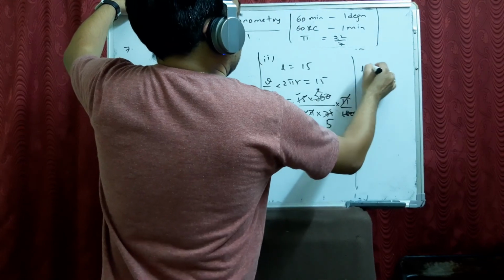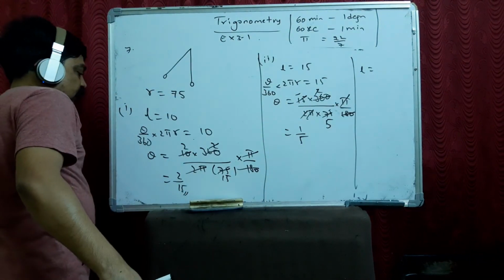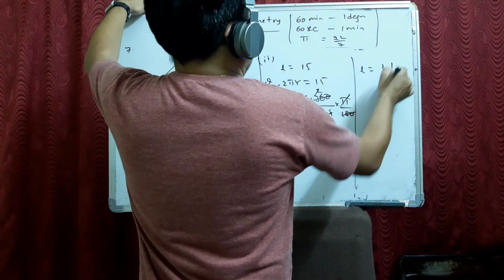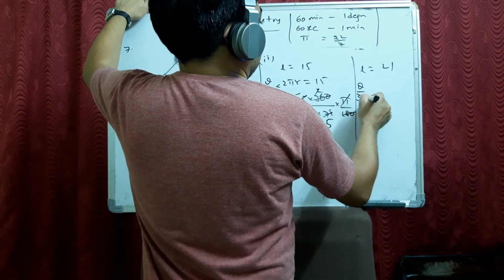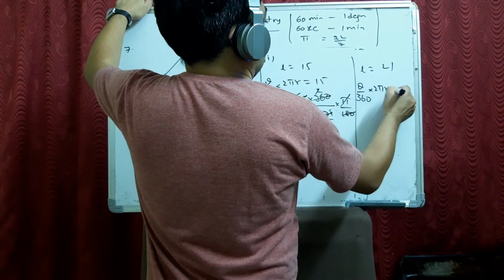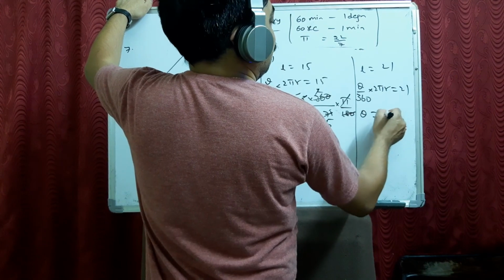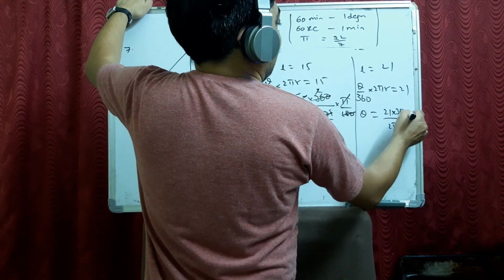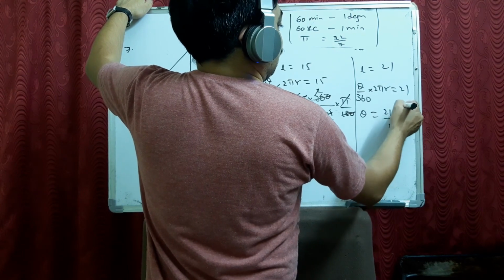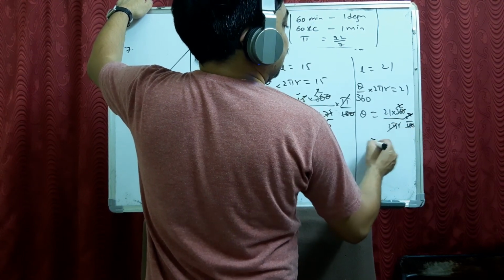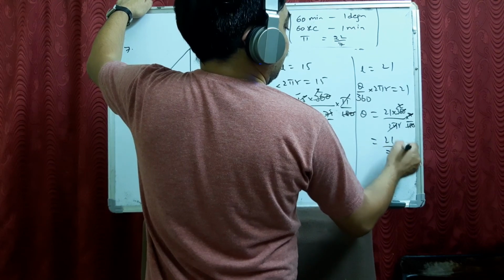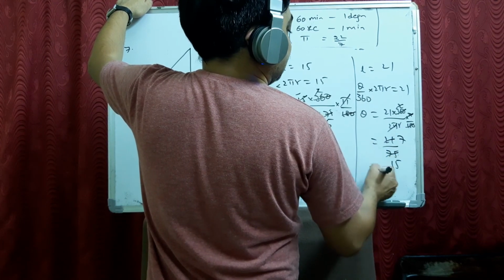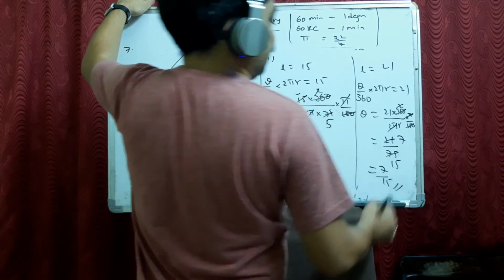In the same way, L equal to third one, 21. Theta by 360 into 2 pi r is equal to 21. Theta is equal to 21 into 360 by 2 pi r into pi by 180. So 2 pi gets cancelled. 21 by 75. 3 7s, 3 15s. Answer is 7 by 50. Okay.